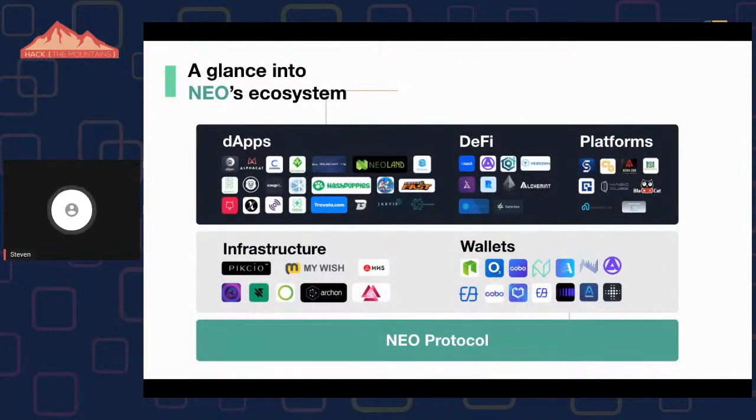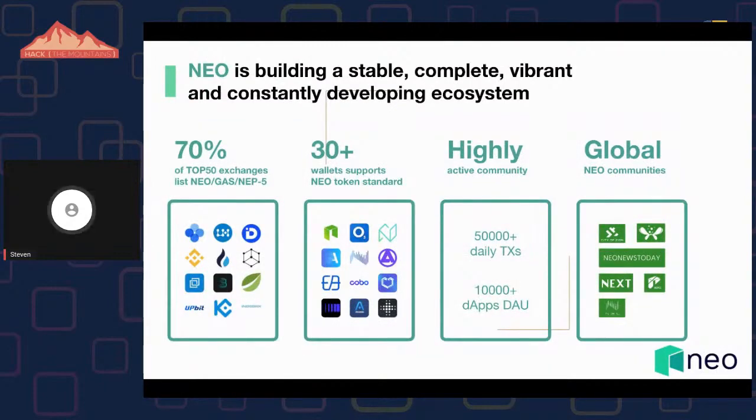So as I said before, NEO has been famous for a lot of years, and it grows every year. We have a lot of things in the ecosystem, a number of wallets, a number of infrastructures, and also a number of dApps and DeFi protocols. And NEO is going to build a great developing ecosystem, and you can see a lot of exchanges list NEO and NEP5, and almost every wallet supports it. And we have huge daily transactions and dApps daily users, and we have our global communities.